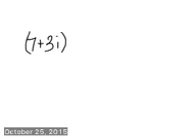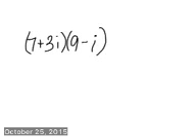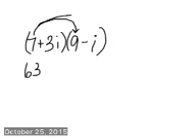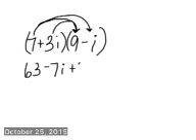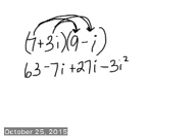Let's go 7 plus 3i times 9 minus, let's just go minus i, just because. So when I FOIL this out, remember first outer inner last, 9 times 7 is 63. 7 times negative i is negative 7i. 3i times 9 is positive 27i. And then 3i times negative i would be negative 3i squared.